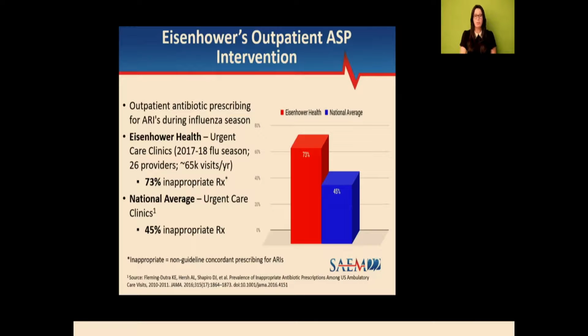This was all part of a national push back in 2016 when Fleming Dutra et al. published their seminal report on inappropriate prescribing among U.S. ambulatory care visits, and that established the national rate at about 45%. As does much external federal and state policy and research, this report really gave us the impetus to start examining our own prescribing rates for acute respiratory tract infections. And when we saw it was above the national average, we decided to target our efforts in our urgent care clinics.